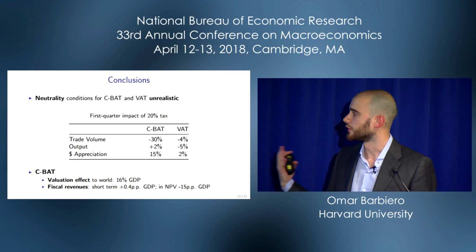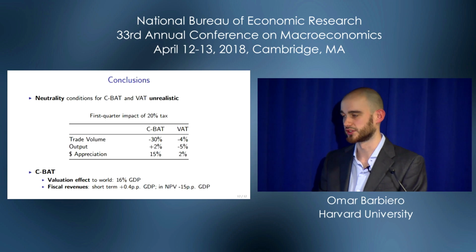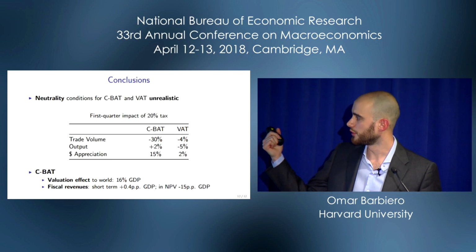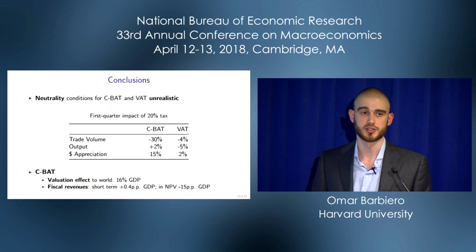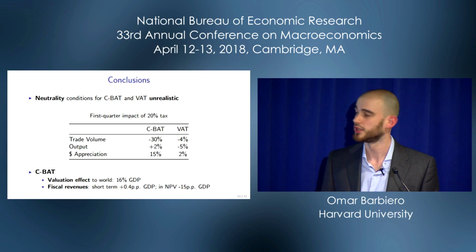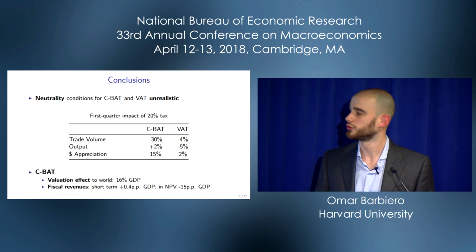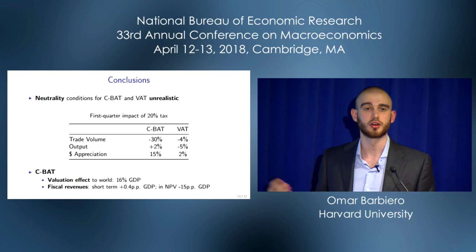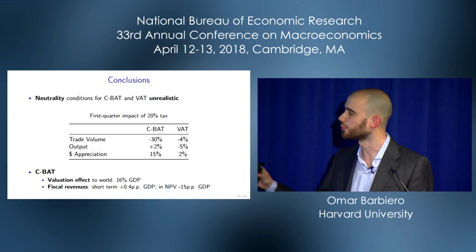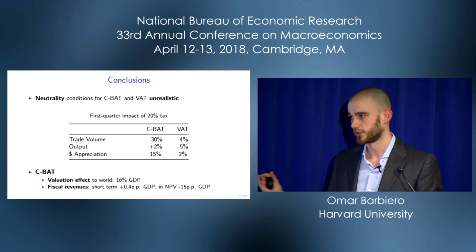On the first quarter impact of a 20% corporate border adjustment tax, which is a border adjustment applied to an existing tax, we find that there will be real effect on trade volume of minus 30% and also a large appreciation in equilibrium. For the case of a new introduction of a border adjusted value-added tax, the main effect is on output, and there is a drop of 5% on output, but there are moderate effects on trade volume and dollar appreciation. For the case of corporate border adjustment tax, the valuation effect is equivalent to a 16% wealth transfer from the US to the rest of the world in terms of GDP.